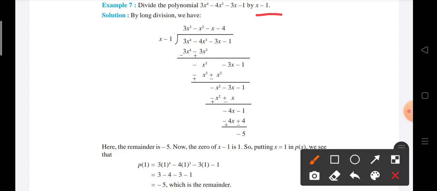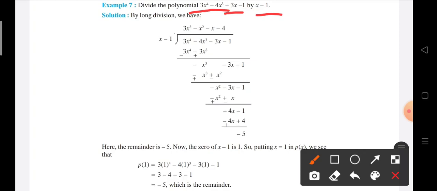Okay, so here we divide 3x to the power 4 minus 4x cube minus 3x minus 1 by x minus 1. So here first of all we will check whether the dividend and the divisor are arranged in the decreasing order of the power of the variable. So they are arranged in the proper manner.